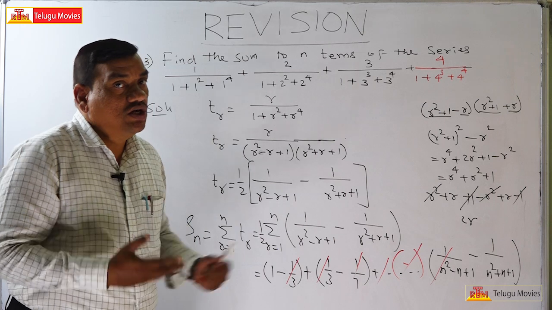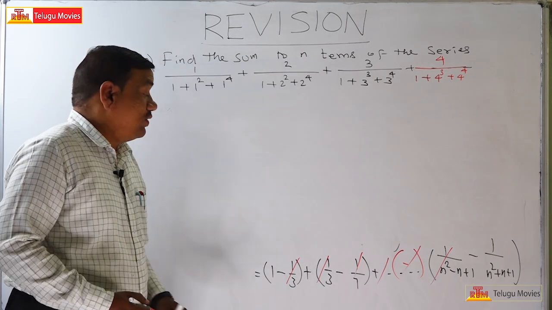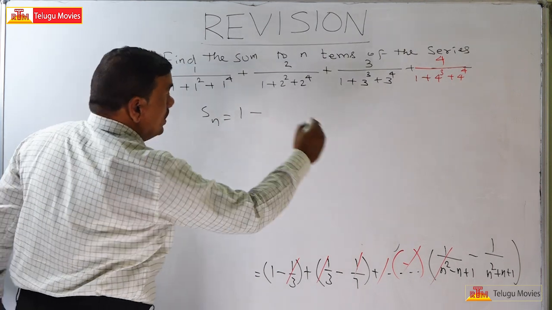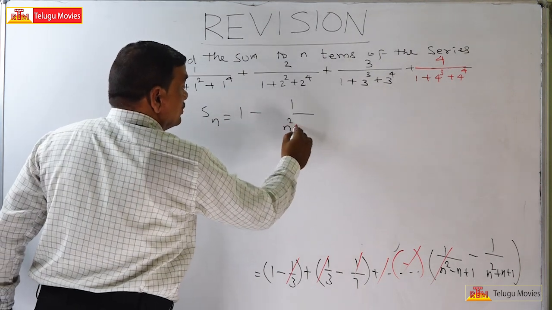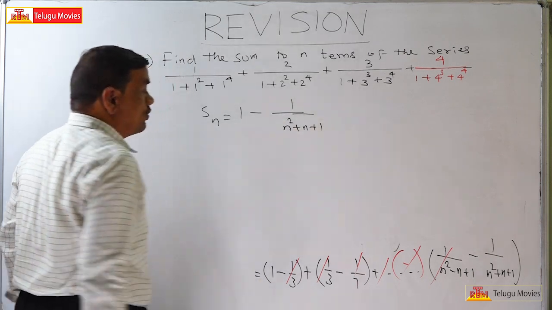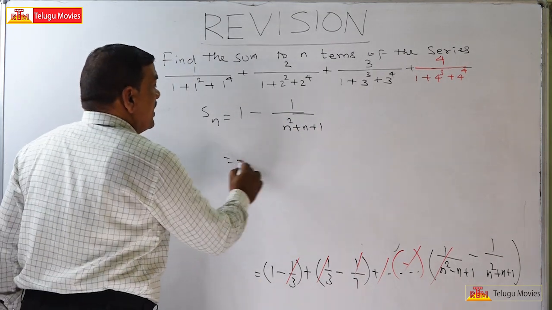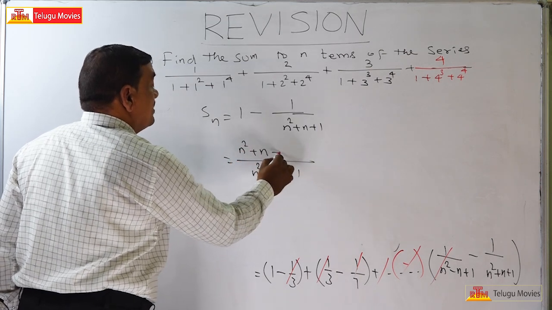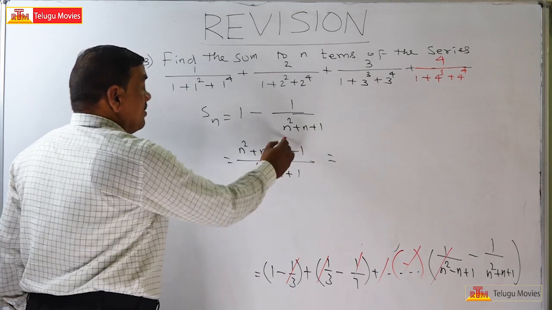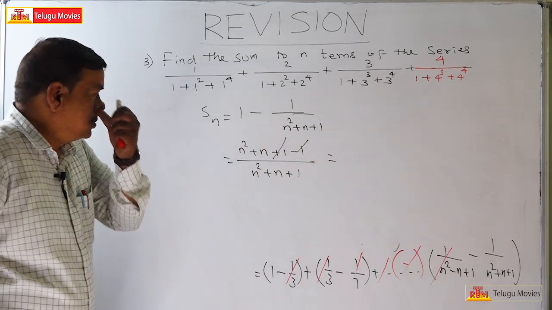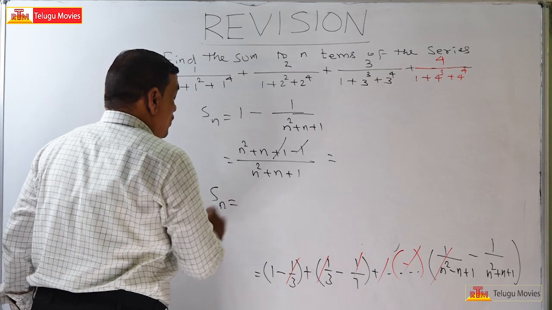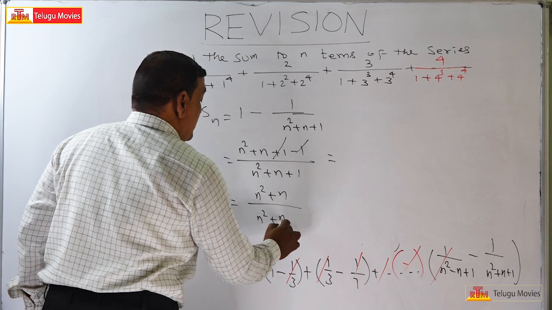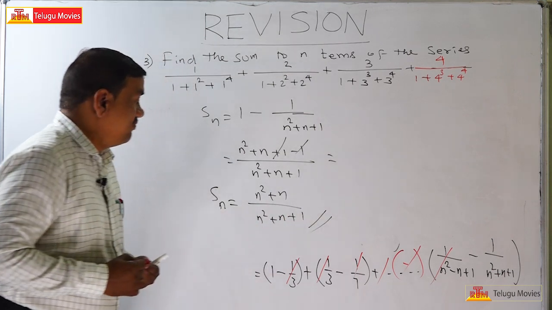Let us continue the solution. Welcome back to the remaining calculation. The final terms that remain: Sn is equal to 1 minus the last term, that is 1 by n square plus n plus 1. So, the LCM is n square plus n plus 1. Here n square plus n plus 1 minus 1 will come. Plus 1 minus 1 will get cancelled. So, your sum to n terms is equal to n square plus n by n square plus n plus 1. So, this will be the final answer.